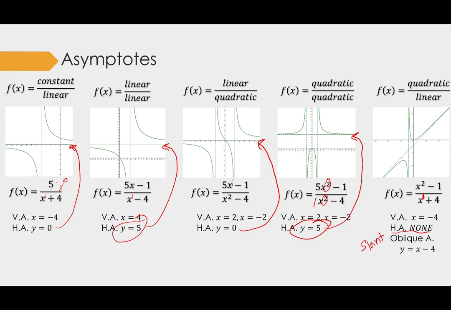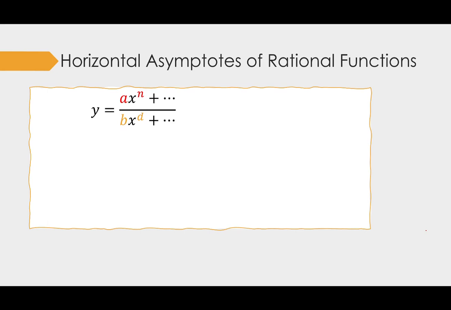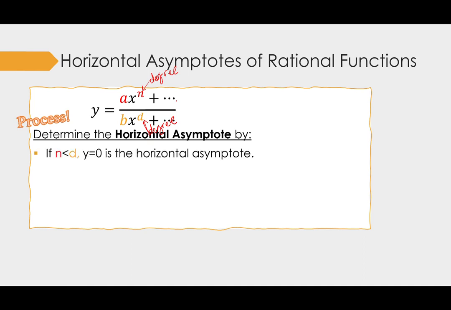All right, let's summarize this. So here's our just generic polynomial divided by polynomial, or rational function. A and B are the leading coefficients. N is the degree, the biggest exponent on top, and D is the biggest exponent or degree on the bottom. Okay. If the degree on the top is less than the degree on the bottom, y equals 0 is the horizontal asymptote every time. It's always the x-axis.